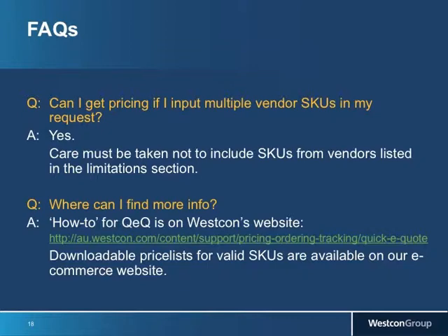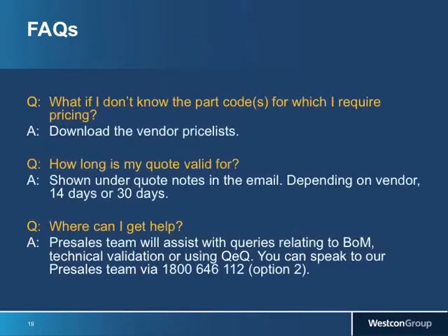Question: where can I find more info? Answer: A short how-to for Quickie Quote is located on Westcon's website under this link. In addition, there are downloadable price lists for looking up valid SKUs available on our e-commerce website. Question: where can I get a list of valid part codes? Answer: if you don't know the part code for which you require pricing, you can always download the vendor price lists from our e-commerce website.